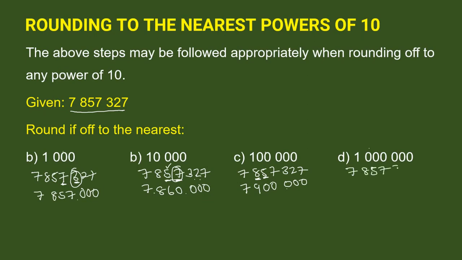Right, let's round off this number to the nearest million. 7,857,327. The digit which is a million here is the 7. Then the number to the right of it is 8, meaning that this 7 must increase by 1 and become an 8. And then the rest of the numbers become zeros, which is 8 million. This is how we round off numbers to the nearest powers of 10.